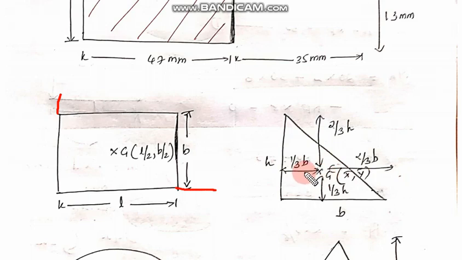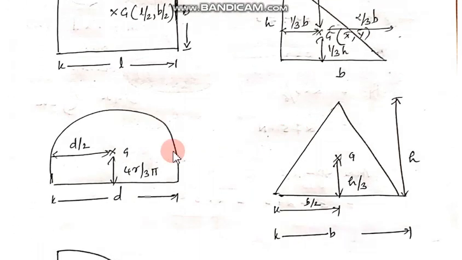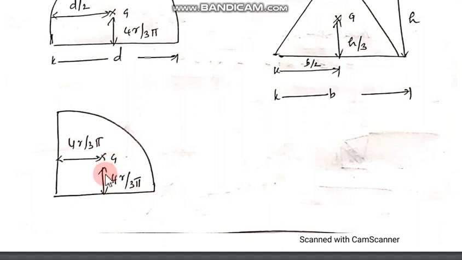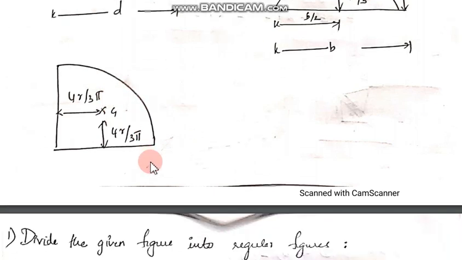Okay, same way for a triangle, the centroid is 1 by 3 and 2 by 3 according to the distance, if you are taking it to the height or if you are taking it to the base length. Next we have the semicircle. This is d by 2 and this is 4r by 3 pi. And when we have a triangle like this, this is b by 2 and this is h by 3, so obviously this is going to be 2h by 3. And when you have a quarter circle, this is also 4r by 3 pi, and this is also 4r by 3 pi. That means x bar and y bar in a quarter circle are the same. So these things you should know in order to proceed with the problem.